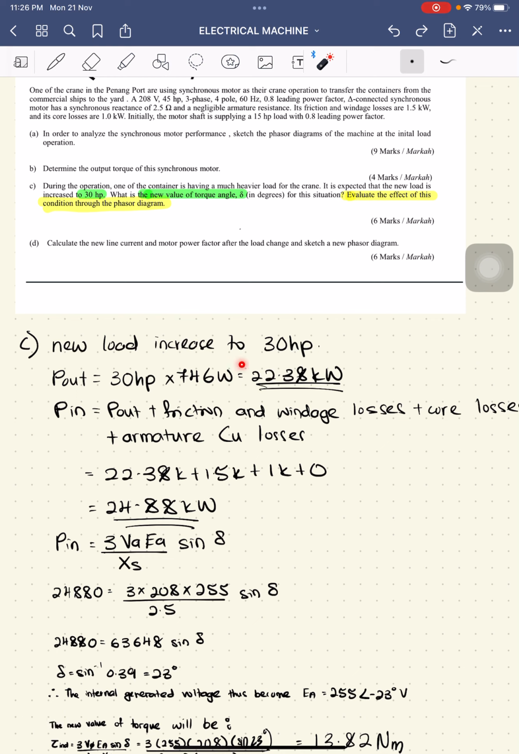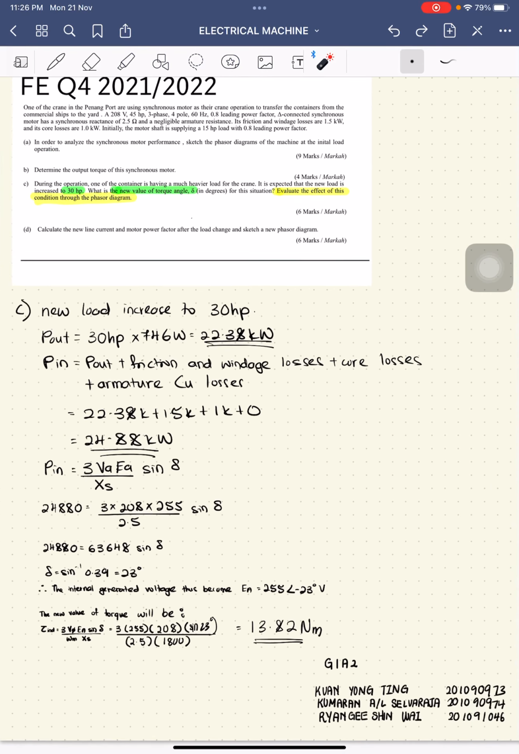So for the new load increased to 30 horsepower, we can use the equation 30 horsepower times 746 watt to get 22.38 kilowatt, and then we can use the P in formula. For this formula, P out plus friction and windage losses and core losses and armature copper losses, then we can get the P in is 24.88 kilowatt. So by using the formula P in equals 3 V phase EA over XS, and then you can multiply by sine delta.